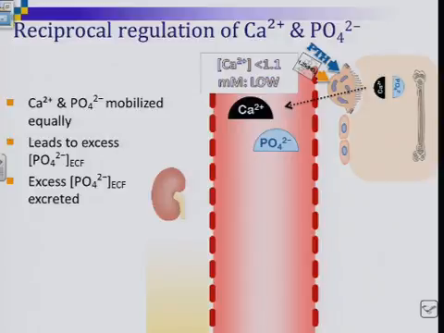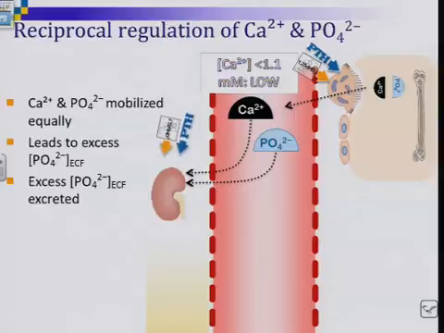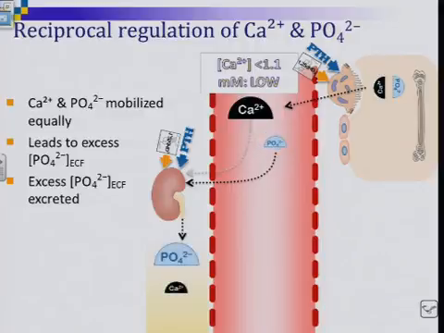So that excess phosphate then is excreted. Again, under the influence of parathyroid hormone and vitamin D, calcium is more efficiently reabsorbed and phosphate is more efficiently excreted, thus reducing the phosphate concentration in the extracellular fluid to an acceptable level.